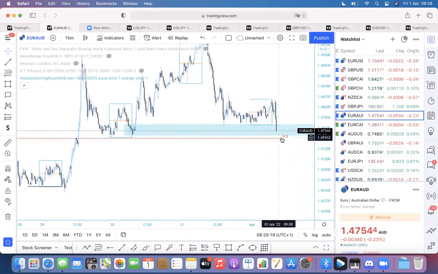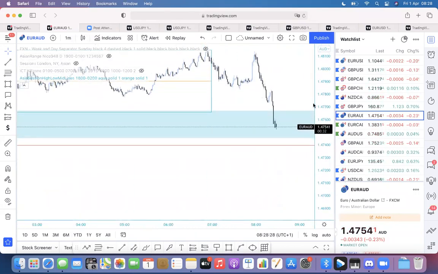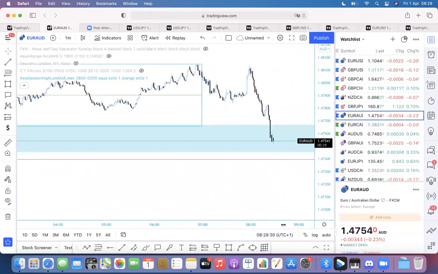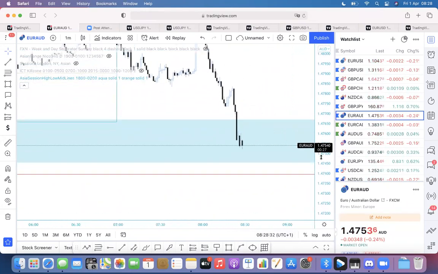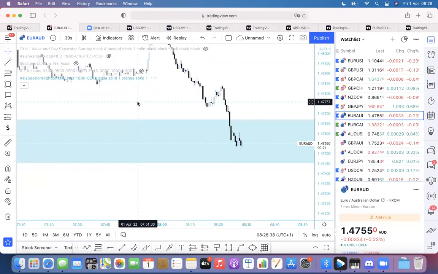This will need good confirmation from, I was considering, I was looking at my phone also. This will need good confirmation from here. Let's go look at the 1 minute. Fortunately, 1 minute has some structure up here. We'll need to wait for that. Yes.